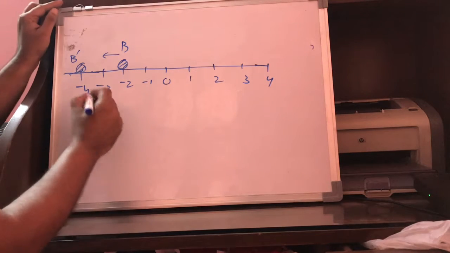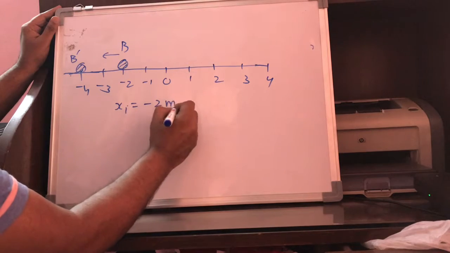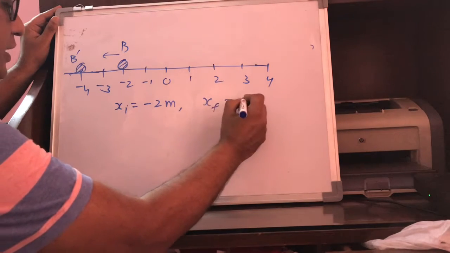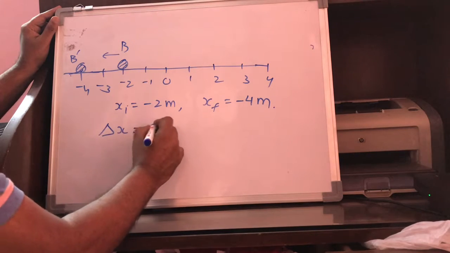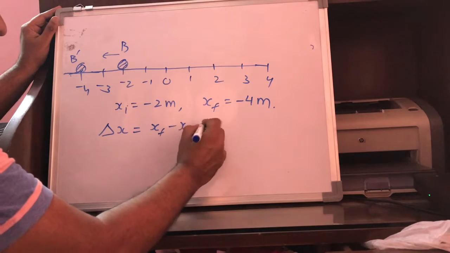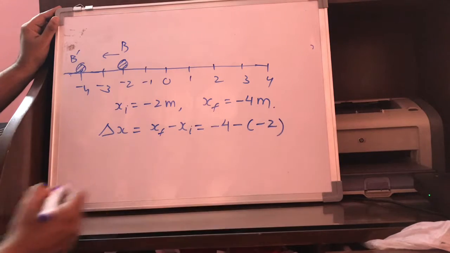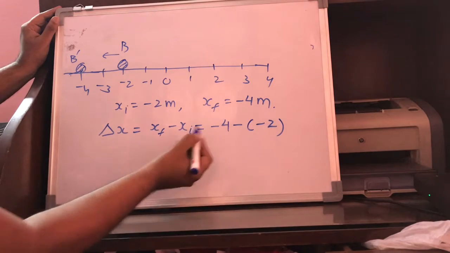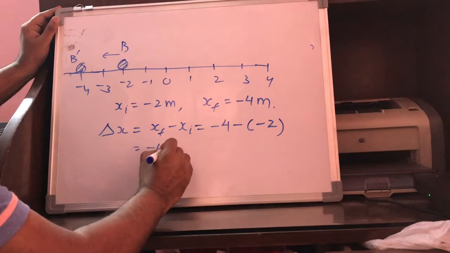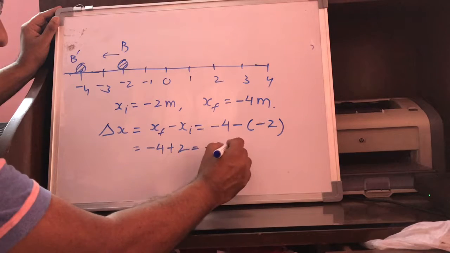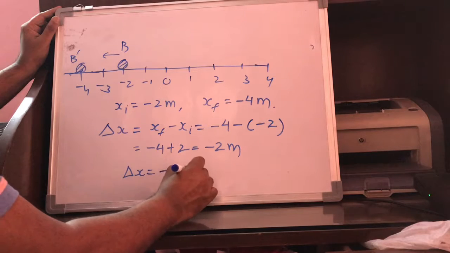Okay. Now what is the displacement of ball B? Now here the initial position of the ball is equal to -2 meter, and the final position of the ball is equal to -4 meter. So the change in position delta x will be equal to xf minus xi, which is equal to -4 minus -2. Okay, xf is -4 minus xi is -2. So this is equal to -4 plus 2, which is equal to -2 meter. So here in this situation, the change in position of the ball is equal to -2 meter.